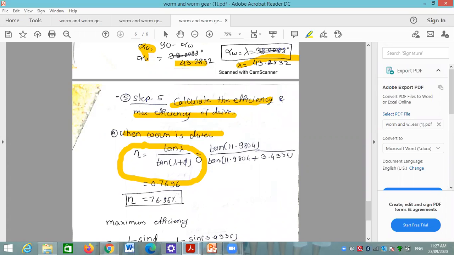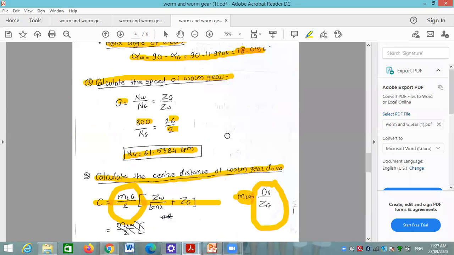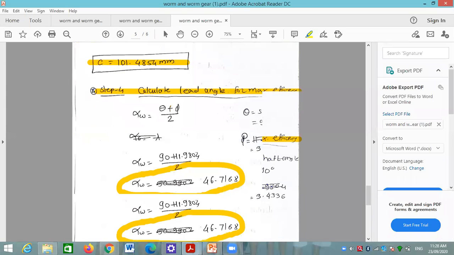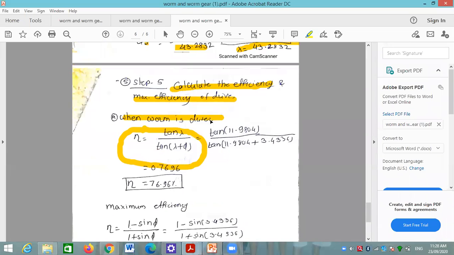So which value of lambda we need to take here to get efficiency? In our numerical, the lambda is 11.9804. So we need to take this value to calculate the efficiency. So we take lambda equal to 11.9804 and phi equal to 3.4336. Efficiency is equal to 0.7696. If we take it in percentage, then efficiency for this type of worm and worm wheel is equal to 76.96. If we take the lead angle equal to 11.9804, then we will get the efficiency equal to 76.96.